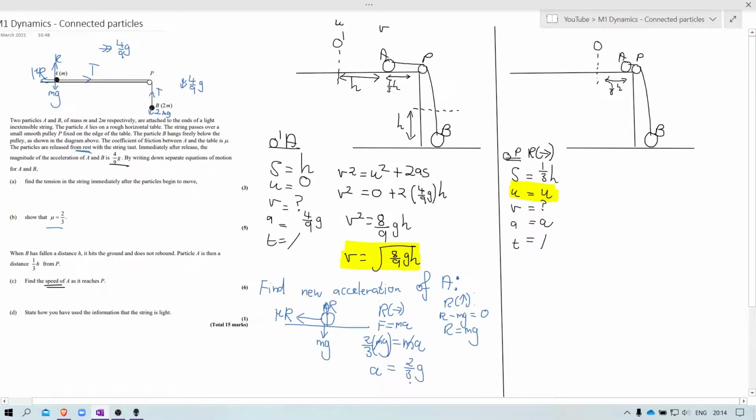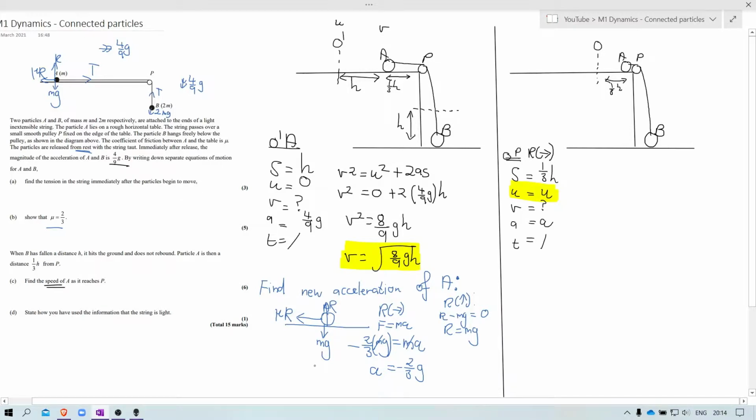Now I've done something on purpose. I left something out. Can you see what I left out? I left out a minus sign. Why didn't I write that in? I wanted to see if you would check it. There's a minus sign there because it's acting towards the left. Because we're resolving towards the right, everything acting towards the left is negative. Therefore, the acceleration is negative.